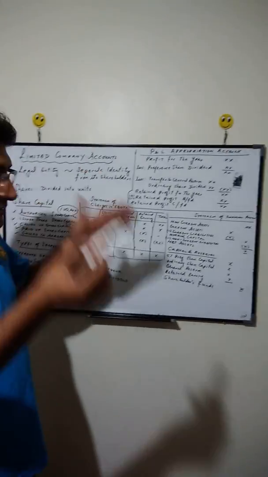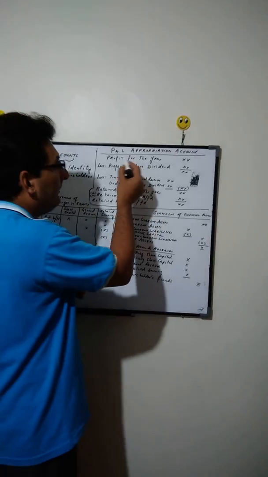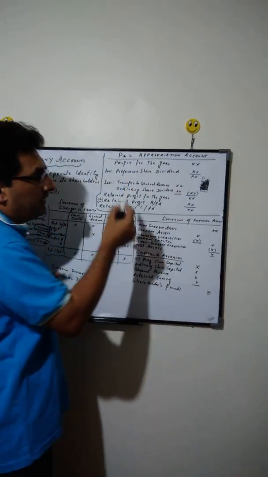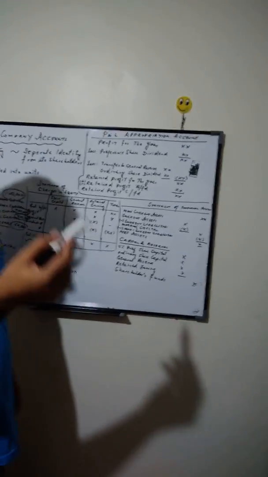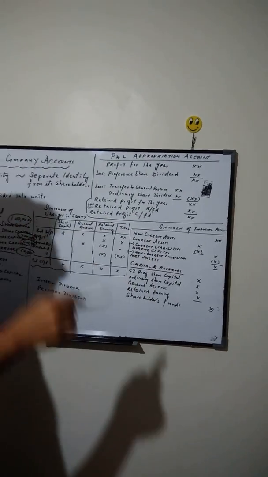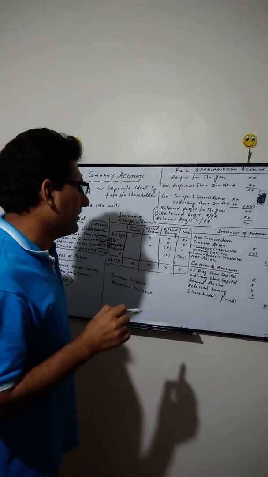Then after preparation of the income statement, we go for the profit and loss appropriation account. In the profit and loss appropriation account, we talk about how much of the profit is going to be divided among shareholders.